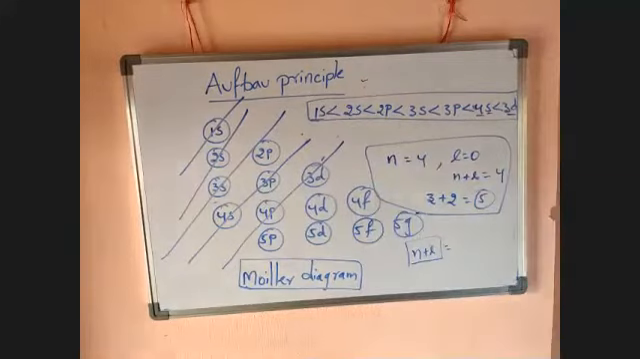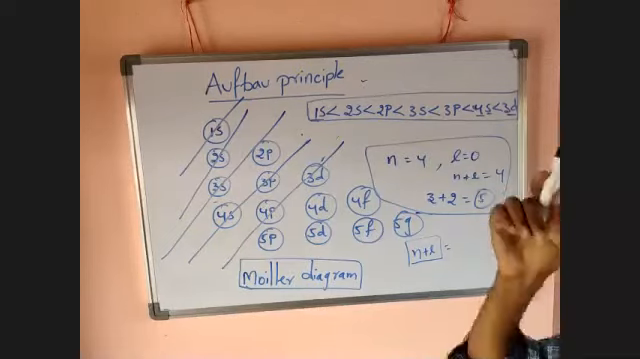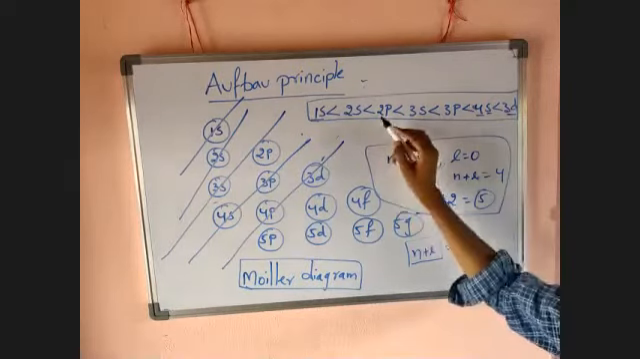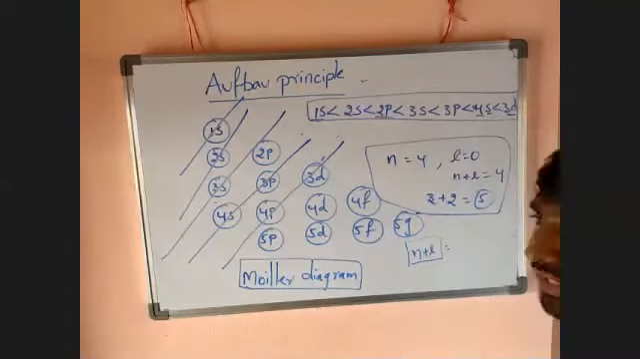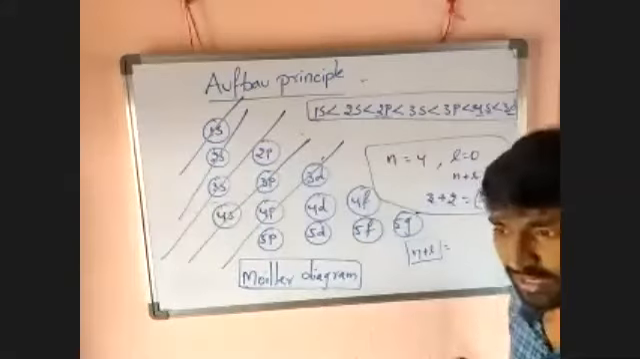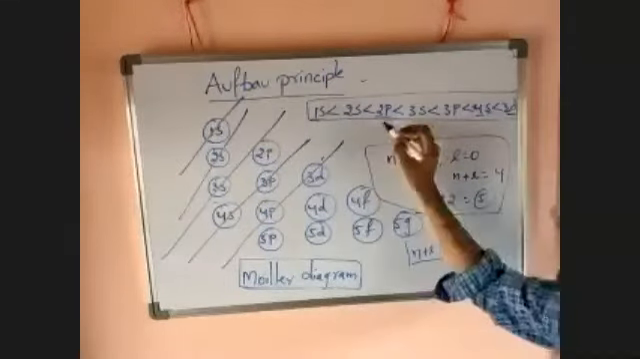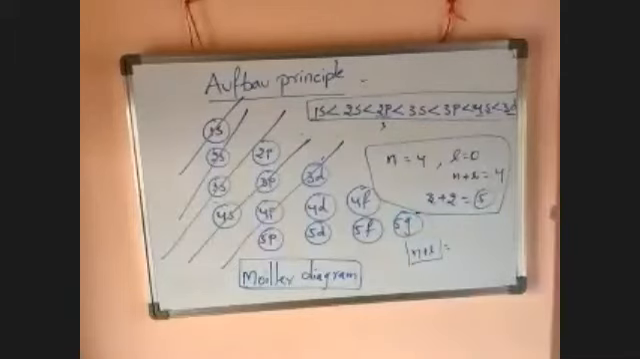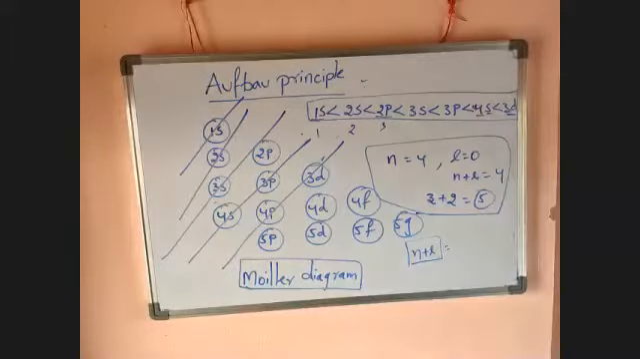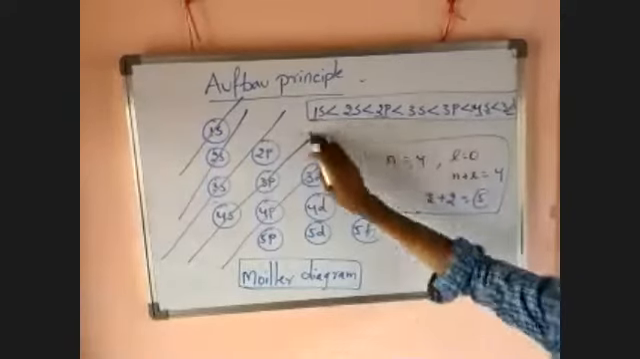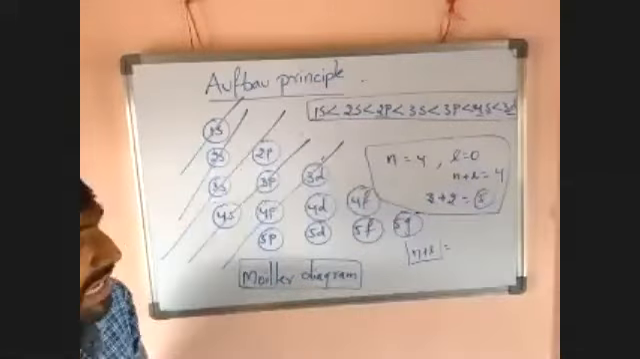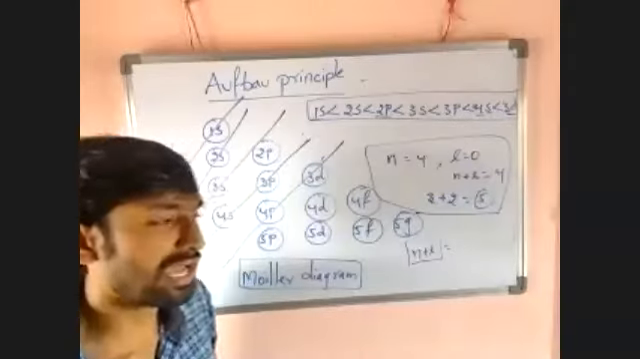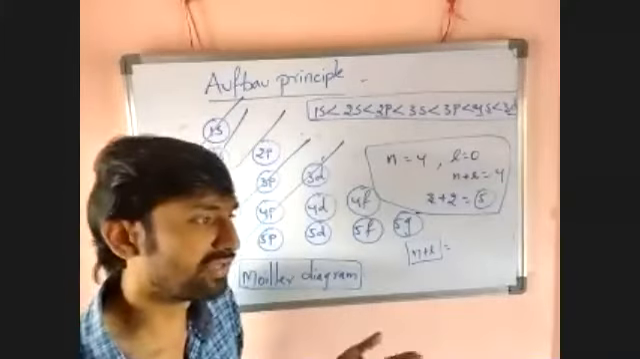N plus L equal to how much? 2. Means 2s has more energy. Next one, if you consider 2p, n equal to 2. For p orbital, L equal to how much? 1. Means it has n plus L value 3. Like that we have to arrange. Orbitals which have lesser n plus L value have lower energy. Orbitals which have more n plus L value have higher energy.